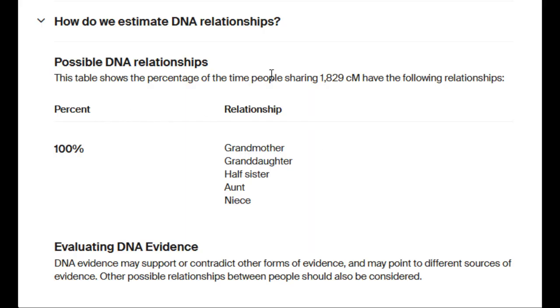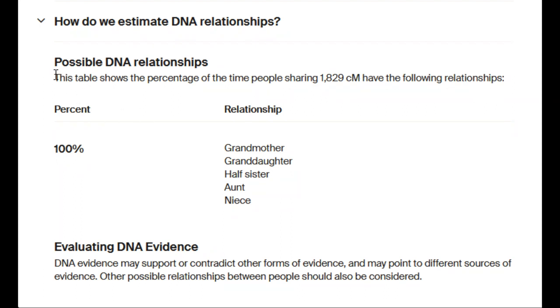Okay, guys. Now you see here, when you click on the CMs, it's a hyperlink, and there's a line under it. Whenever you see a line under something, that means it's a hyperlink. That means it goes to another page. So this is where it landed, and we read how do we estimate DNA relationships. We read that using the Timber method. Then what I wanted you guys to see also was the possible DNA relationships. This table shows the percentage of time people sharing 1,829 CMs have the following relationships.